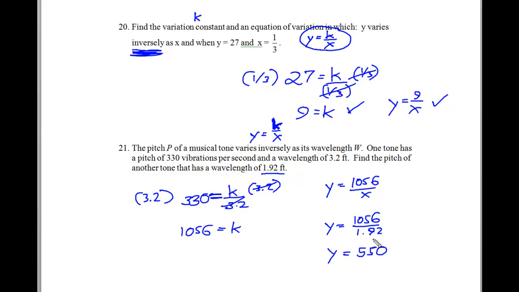So that's the pitch of the note, 550 versus the original note, which is 330. And that's the end of page 5.